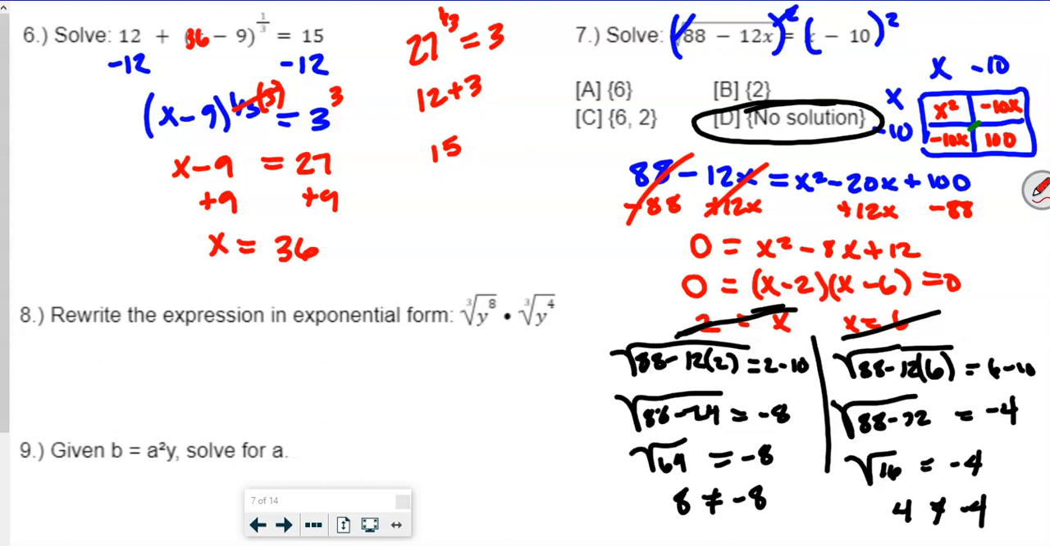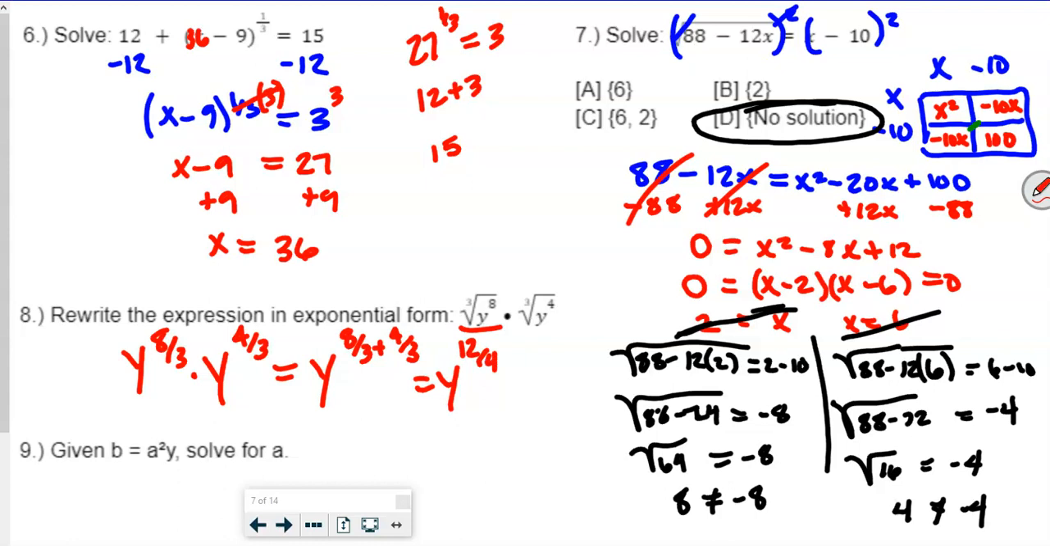All right, so our next one, it says rewrite the expression in exponential form. So this term right here is going to be y to the 8 over 3 because the index is the denominator, times y to the 4 over 3. When we simplify this, when we have the same base, aren't we going to add the exponents? So that's going to be 8 plus 4 is 12. So that's going to be y to the 12 over 3. Sorry about that, y'all, because I'm dividing it by 3. I was jumping ahead in my mind. So this is 12 divided by 3, which is what? Y to the 4th. That's our answer.